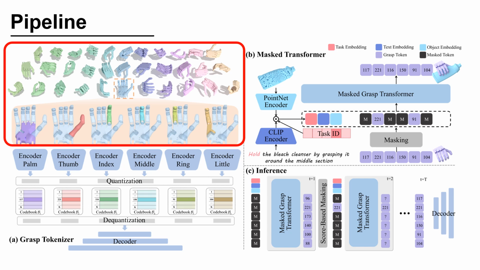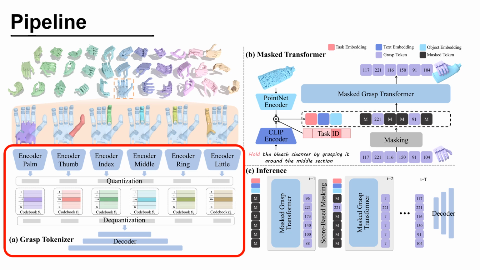It is composed of anatomically distinct parts, containing the palm, the thumb, the index finger, the middle finger, the ring finger, and the little finger. Building upon this representation, we train a separate VQVAE encoder for each part. Each encoder takes the surface points of its corresponding hand part and maps them into a discrete codebook index. This gives us a compact, structured sequence of 6 tokens that represents any dexterous grasp configuration.